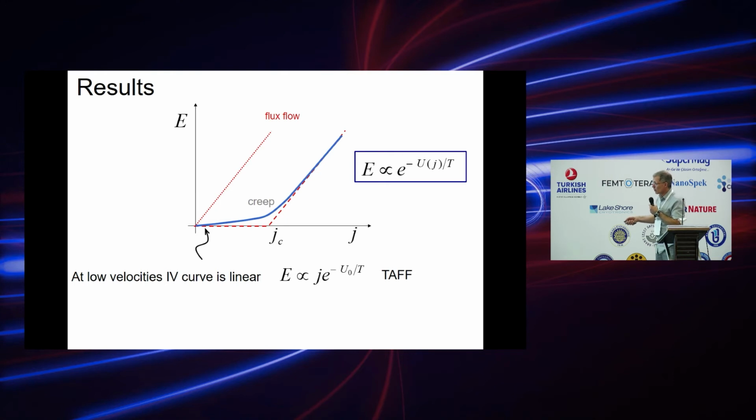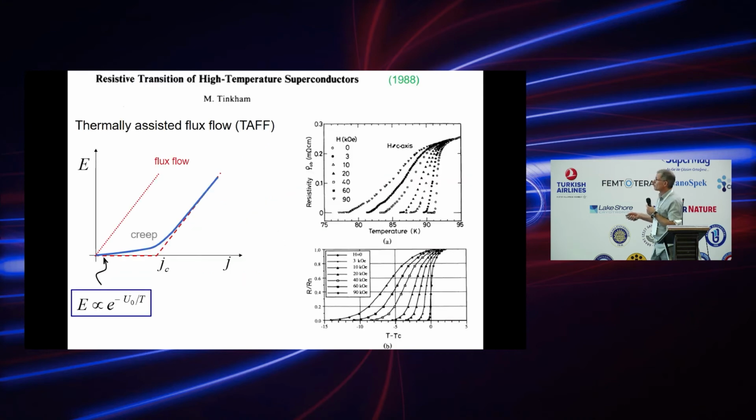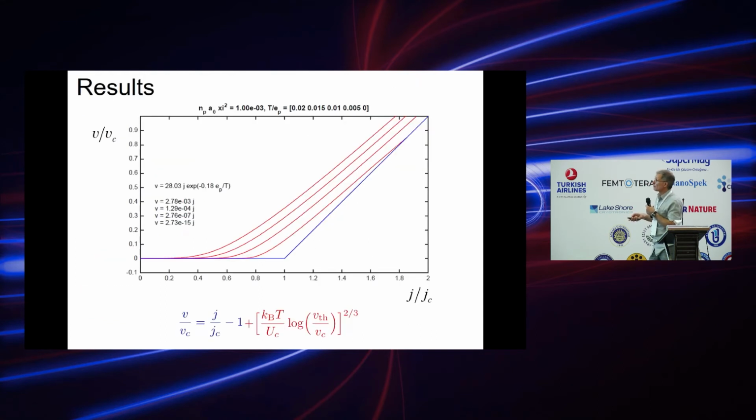That's what was called thermally assisted flux flow, and the old experiments on high Tc, that resistivity close to the transition line, so at higher field, that's IPCO, actually has exponential dependence, which was never really understood. Well, here we provide some explanation.